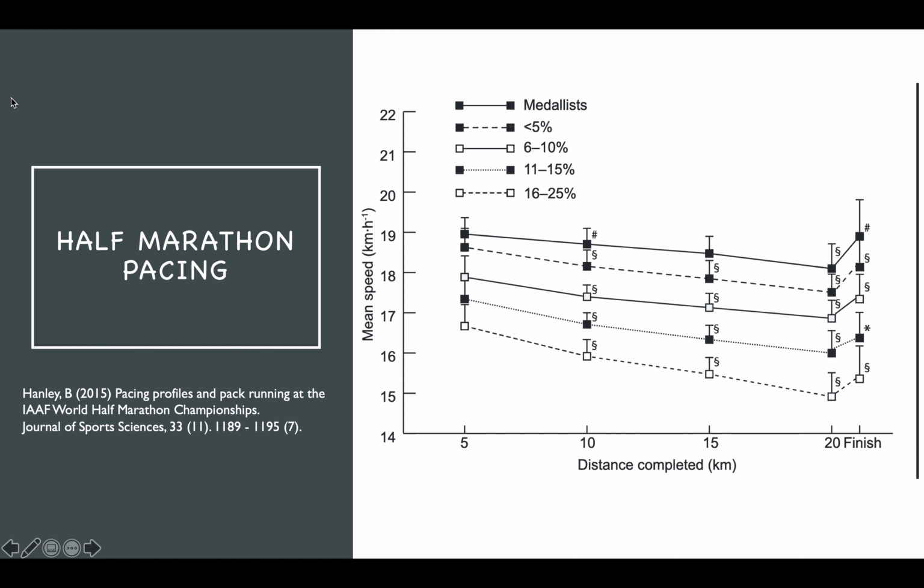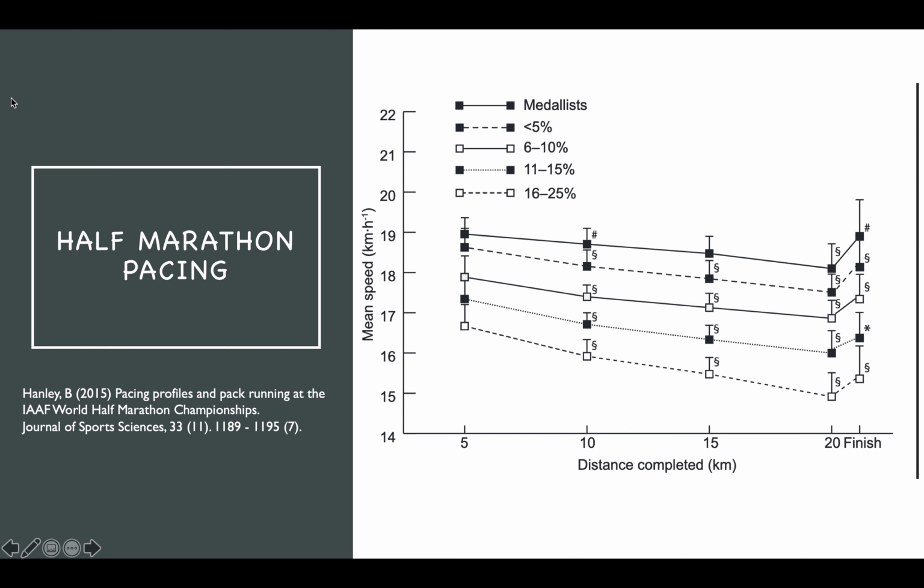This is absolute speed, but we can see in the medalists from the 5K mark to the 20K mark, they're slowing down about half a kilometer per hour, which is really not that much. And then they have a finishing burst, which every group did have.